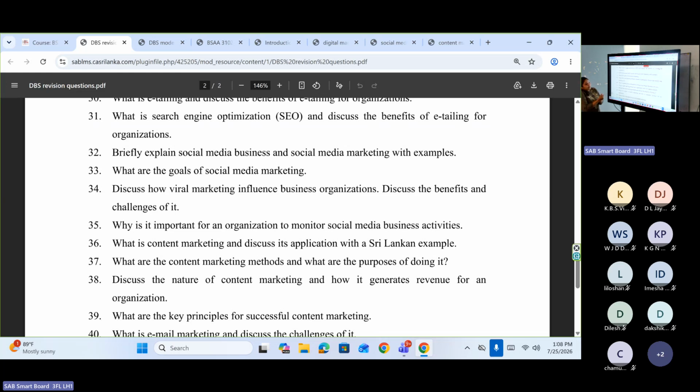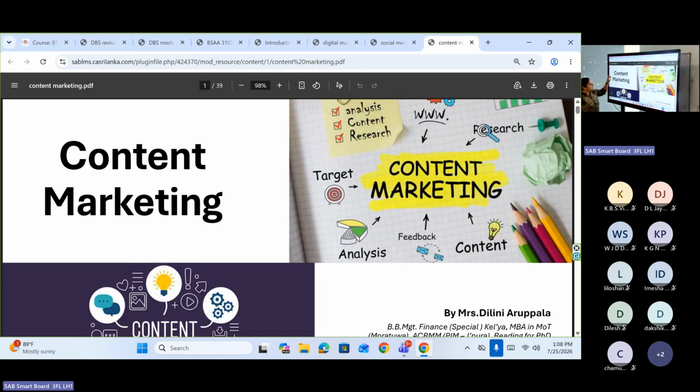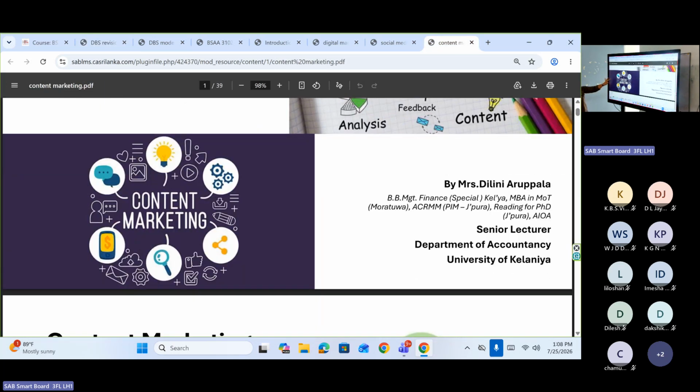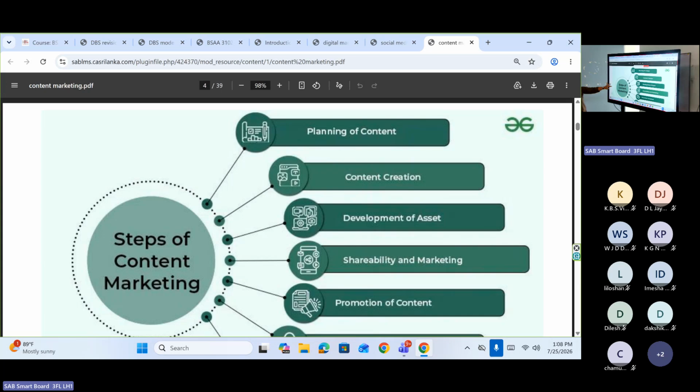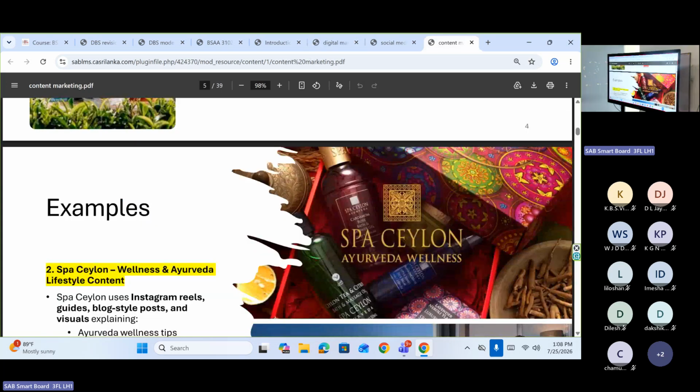And then content marketing, you can discuss its application with a Sri Lankan example. We had a separate lesson, I think the last lesson that we had, on content marketing. I taught you what content marketing is and gave you an example. There I told you that organizations are not just trying to sell their product. They create a story and try to link with consumers in a way that adds value to their customers. And by that, they try to turn them into loyal customers, working with them.